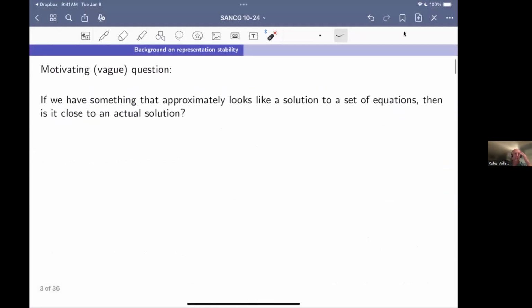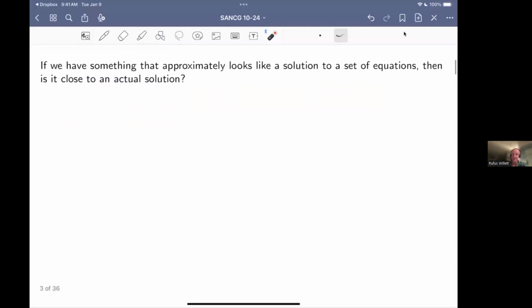So the motivating vague question, which you can ask in many contexts, is sort of in the spirit of numerical analysis in some sense; it's relevant if you're using computers to find approximate solutions. If you have something that approximately looks like a solution to a set of equations, maybe a collection of polynomials, for example, then is that thing which is very close to satisfying the equations close to an actual solution of the equations? And the answer may be yes, maybe no, depending on what you mean by close and what sort of equations you're looking at. So this talk for representations will come from group theory.